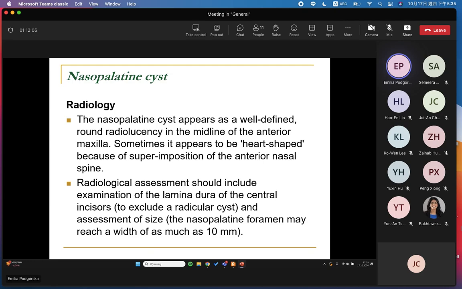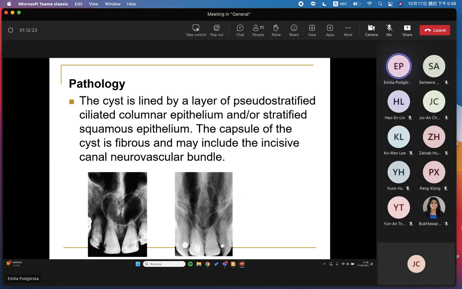Radiological assessment should include examination of the lamina dura of the central incisors to exclude a radicular cyst, and assessment of size. The nasopalatine foramen may reach a width of as much as 10 millimeters. The cyst is lined by a layer of pseudo-stratified ciliated columnar epithelium and/or stratified squamous epithelium. The capsule of the cyst is fibrous and may include the incisive canal neurovascular bundle. And in the left picture, we have that heart shape caused by the nasal spine.